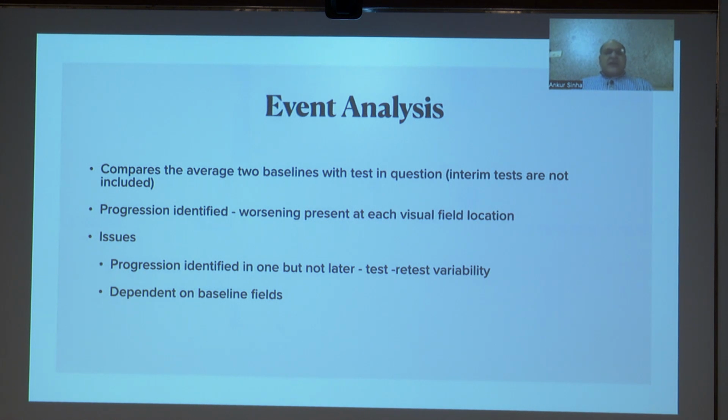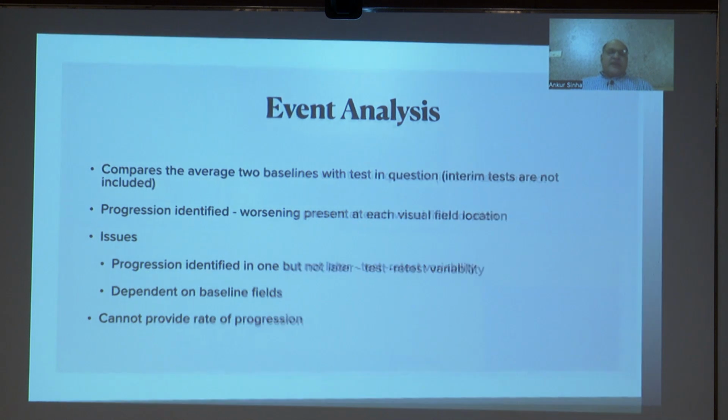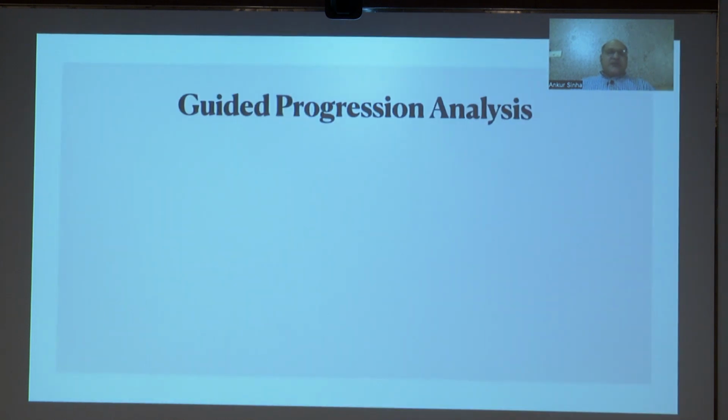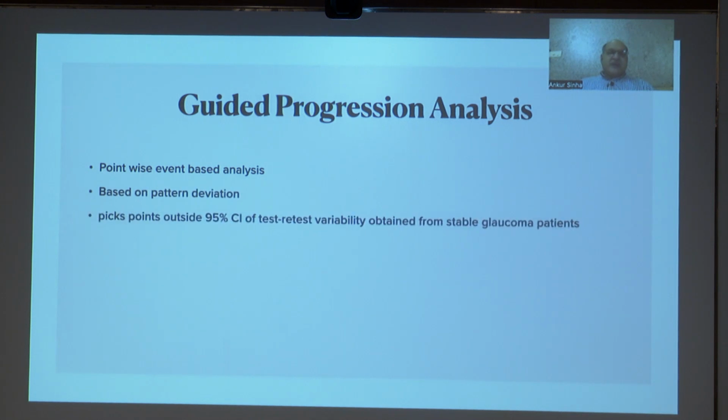Also, the analysis depends upon the quality of baseline visual fields. So if there's a learning curve, we have a faulty baseline visual field. Also, it cannot provide rate of progression. Guided progression analysis is a point-wise event-based analysis based upon pattern deviation. It picks up points which are outside the 95% confidence interval limit of test-retest variability obtained from stable glaucoma patients.